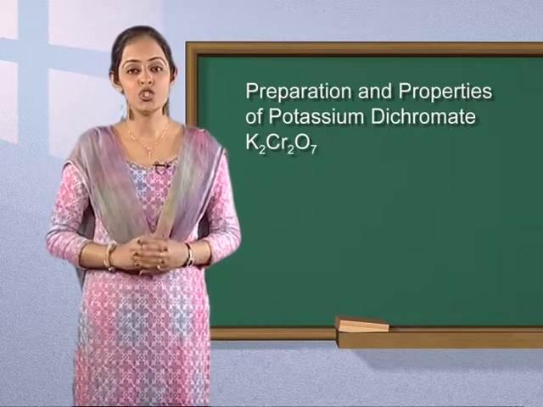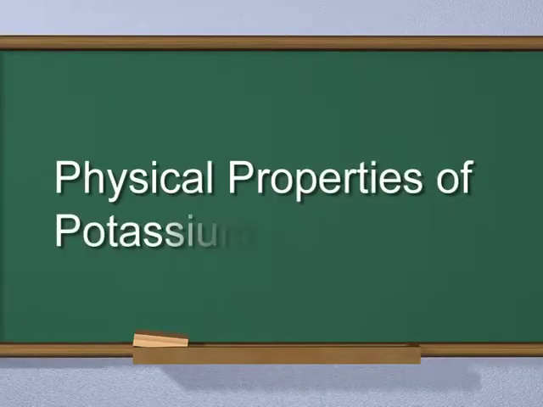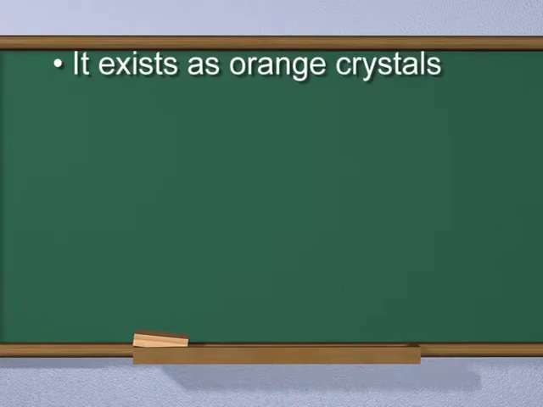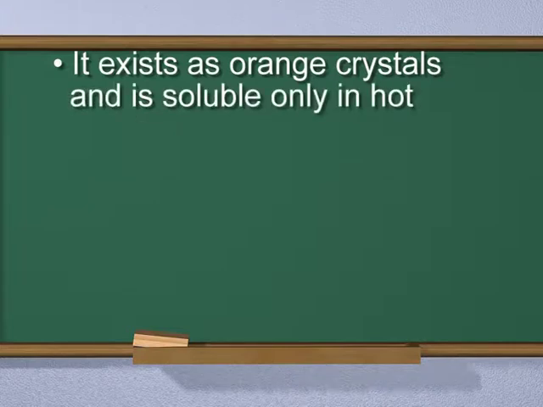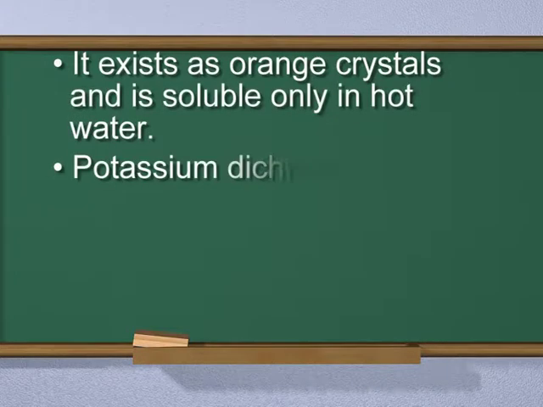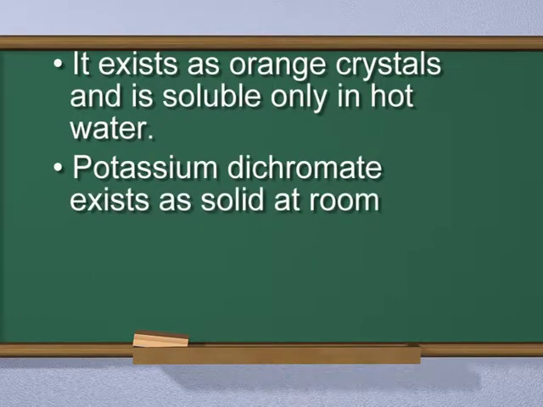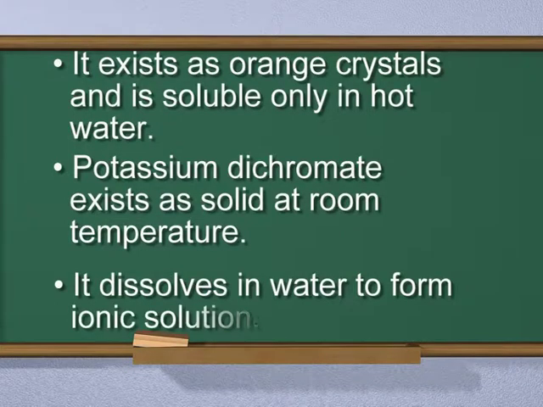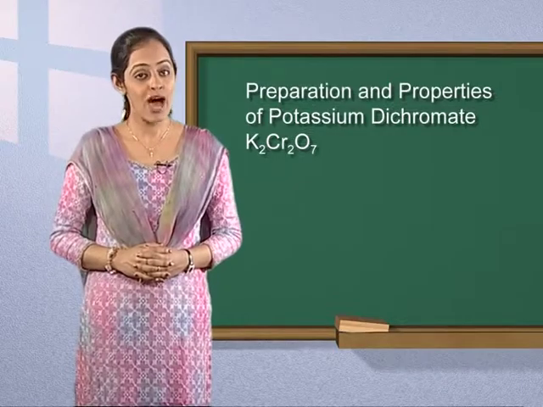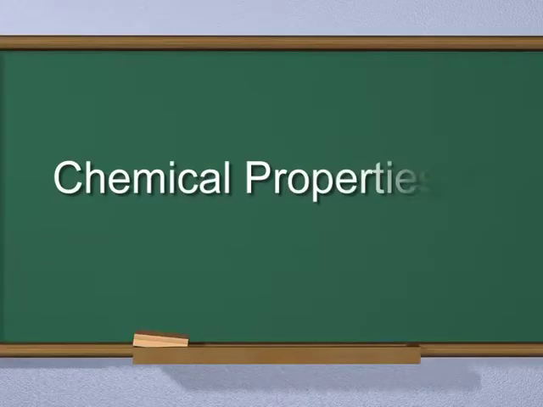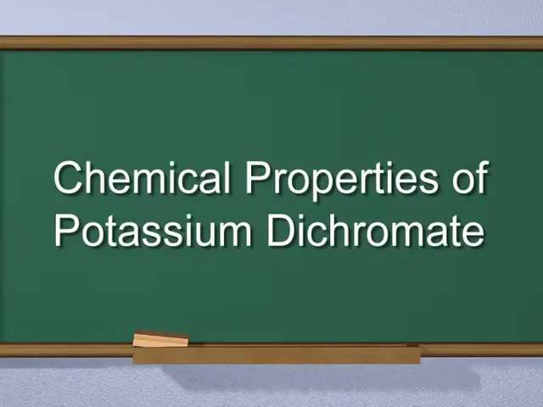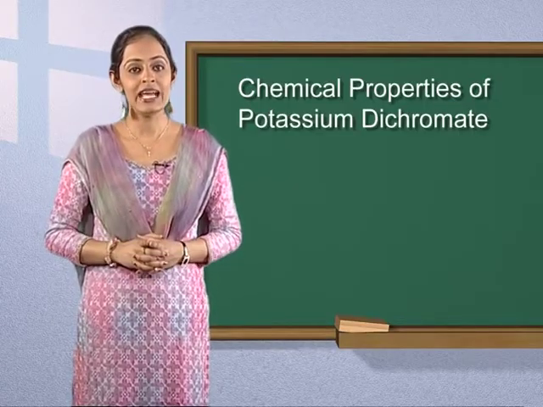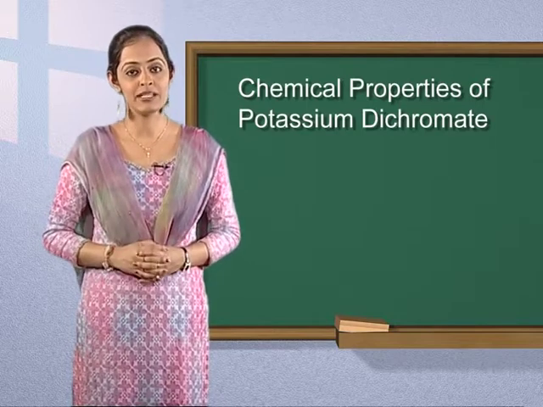Firstly, let us concentrate on physical properties of potassium dichromate. It exists as orange crystals and is soluble only in hot water. Potassium dichromate exists as a solid at room temperature. It dissolves in water to form an ionic solution. Now, let us see the chemical properties of potassium dichromate. Here, we will see the action of heat, alkali and acid on potassium dichromate.